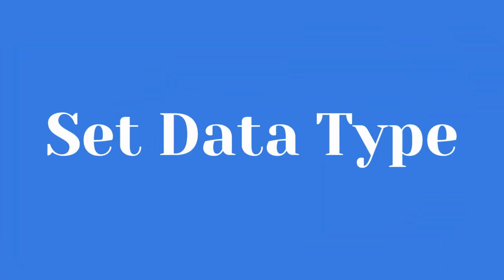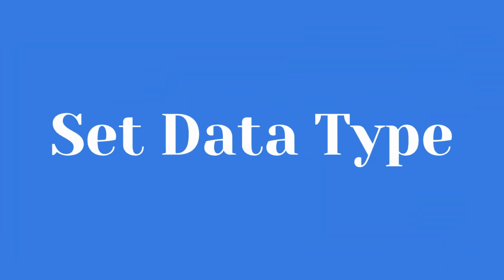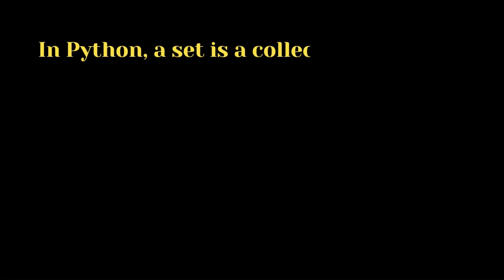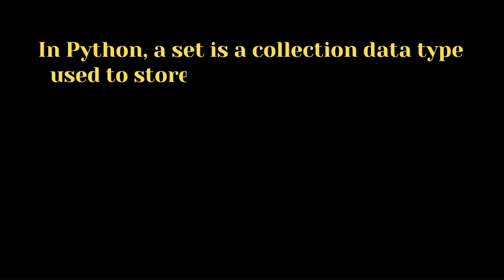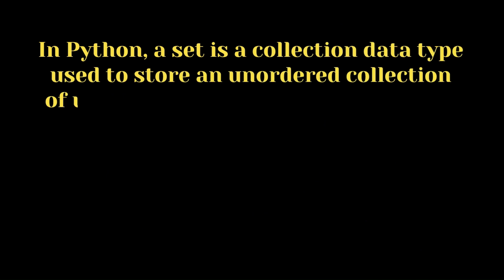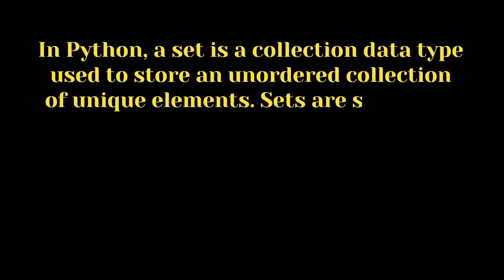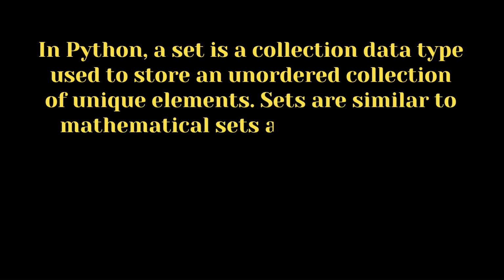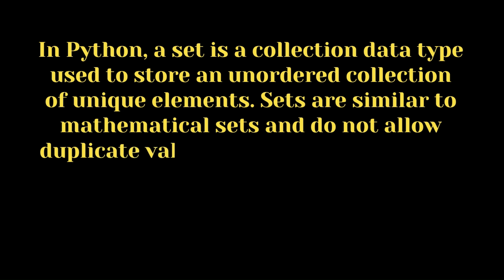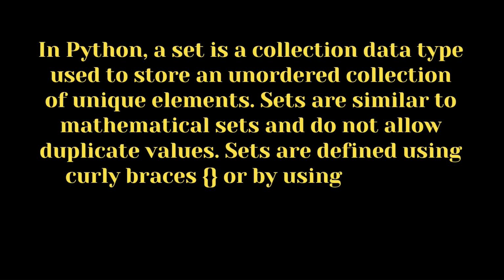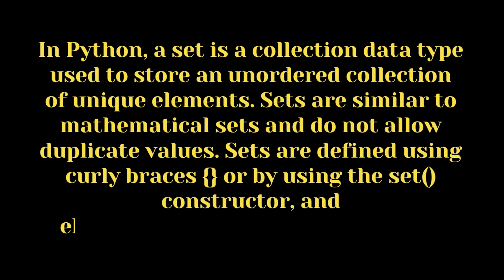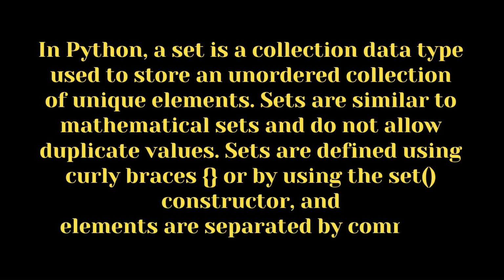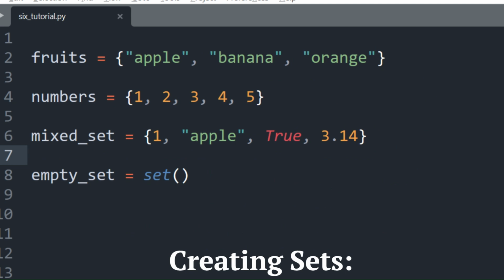Set data types in Python. In Python, a set is a collection data type used to store an unordered collection of unique elements. Sets are similar to mathematical sets and do not allow duplicate values. Sets are defined using curly braces, or by using the set constructor, and elements are separated by commas. Here's how you can create and work with sets in Python.